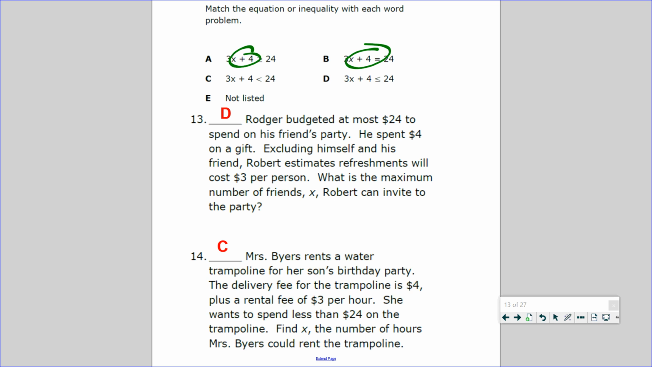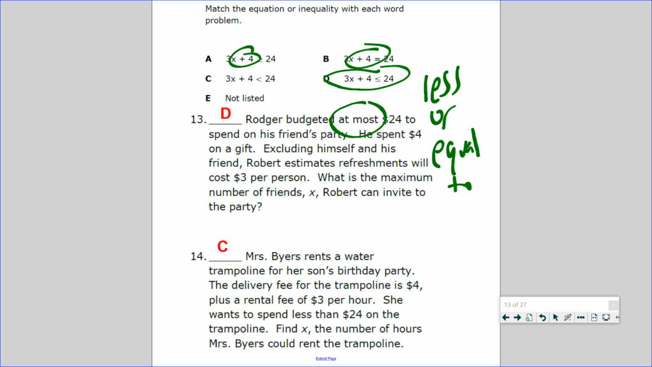Roger budgeted at most. At most means the most money you'll spend. So the most she'll spend is 24. So that means it has to be less or equal to 24. So it'd be D.